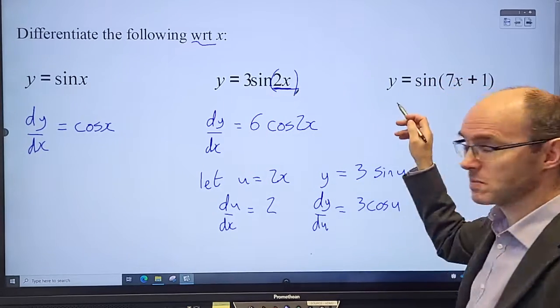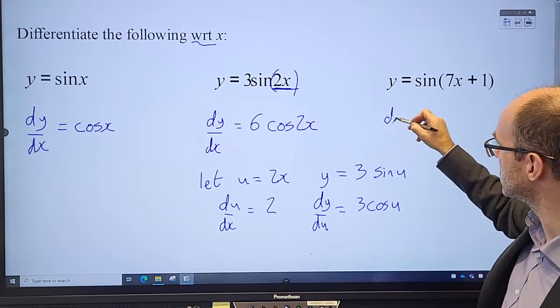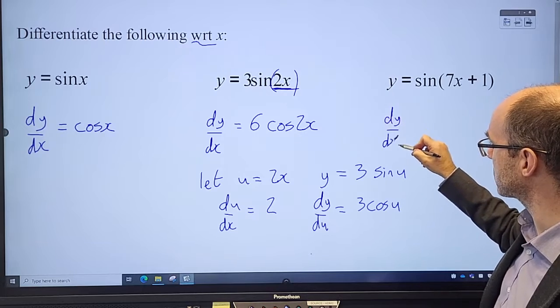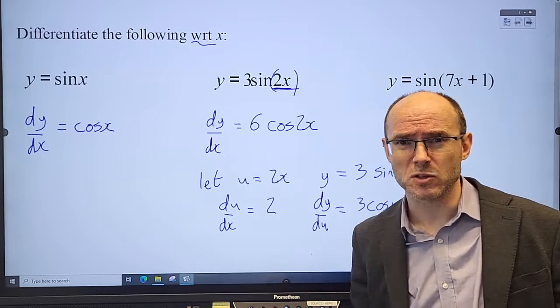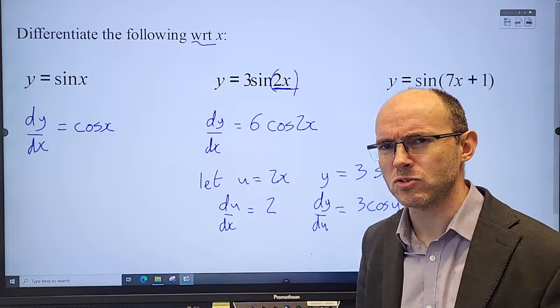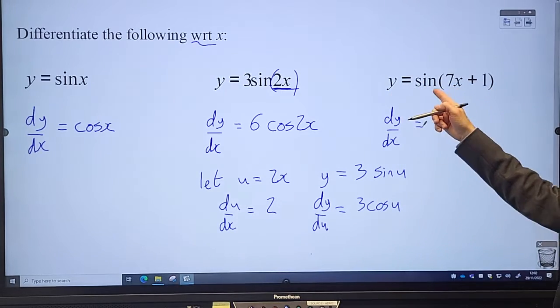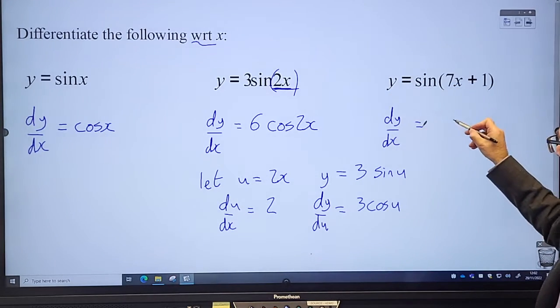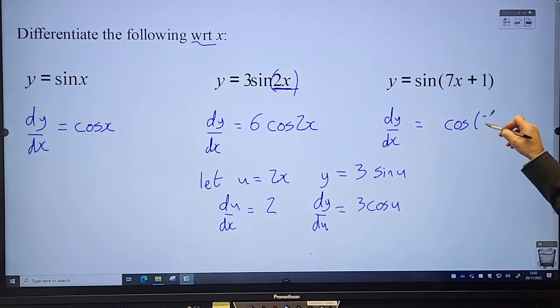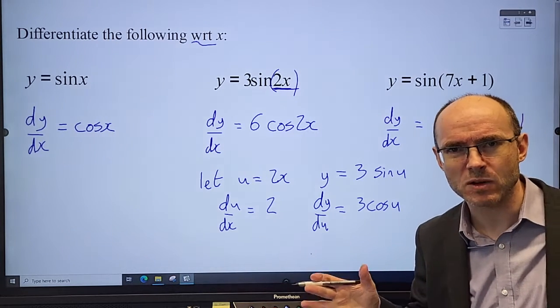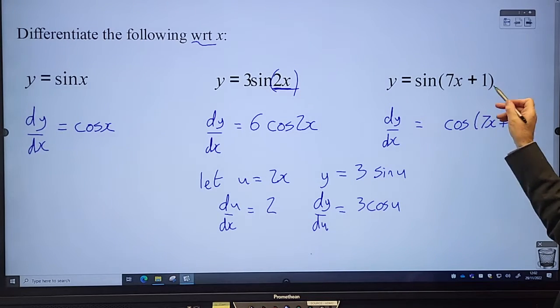Let's have a go at this one, just to make sure you're happy with that. So we're going to do this one just by inspection, as I like to call it, because you just look at it, see what the answer is and write it down. So when we differentiate sine, we get cosine. The bracketed bit will stay the same because that represents the angle. So the angle is unchanged. So it's going to be cosine of 7x plus 1.